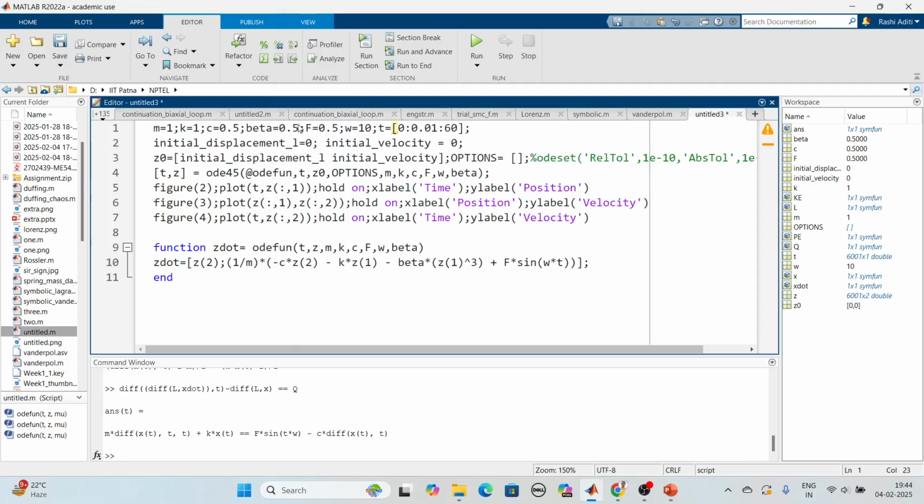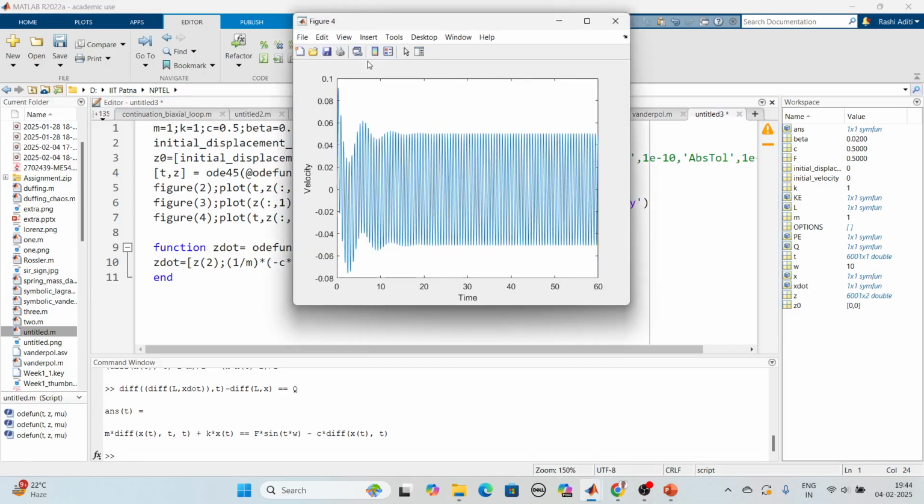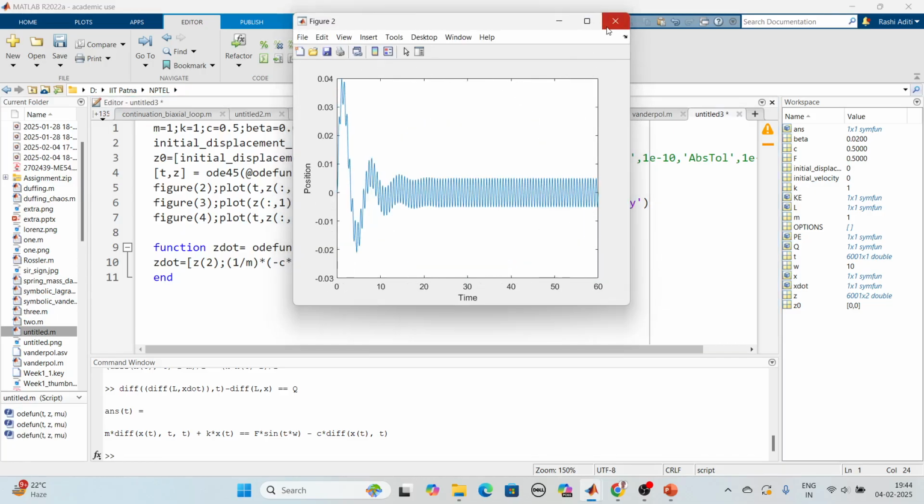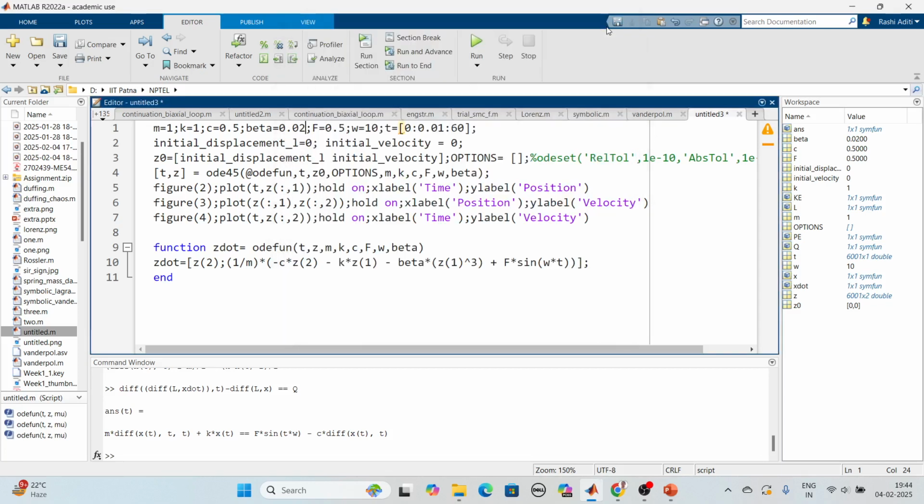And again, if I decrease the value of beta, see, you know why the vibration is having a small amplitude? Because if you remember, it's a hardening kind of a spring, right? So with more value of beta, it is actually letting the system have small value of oscillation. See here, it has again changed. So this is how you can simulate the system, right?